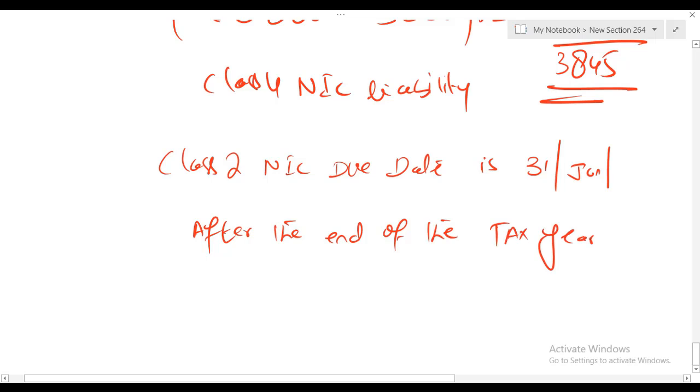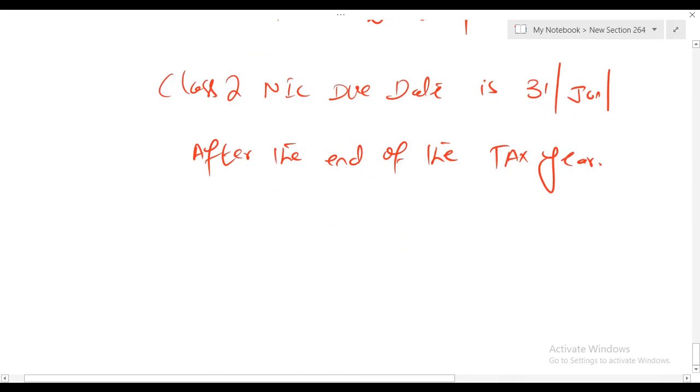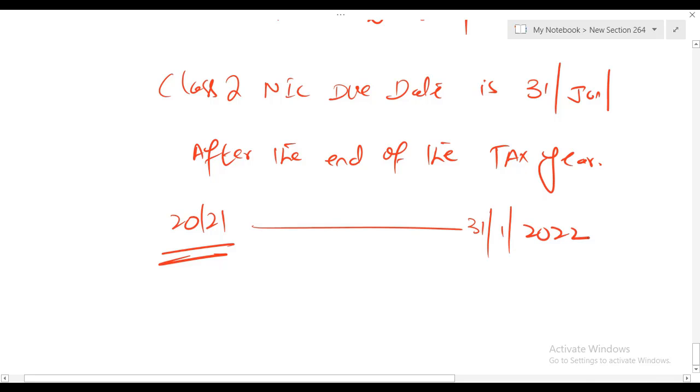Repeat. Class 2 NIC's due date is 31st January after the end of the tax year. What do you mean by this? For example, the tax year is 2021. For tax year 2021, class 2 NIC due date is 31st January 2022.